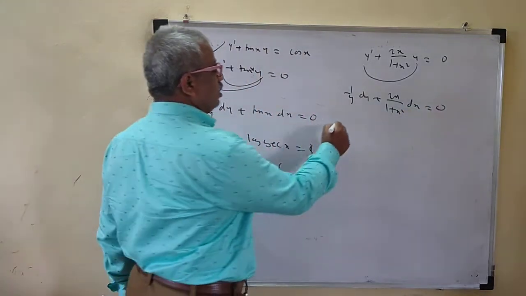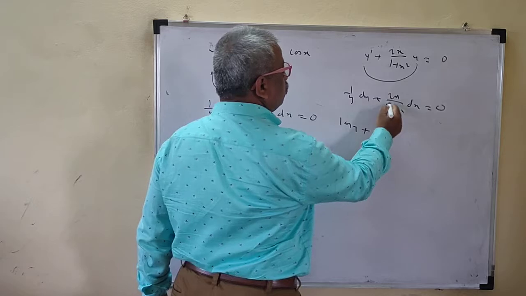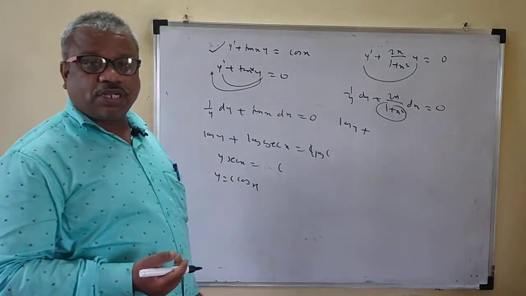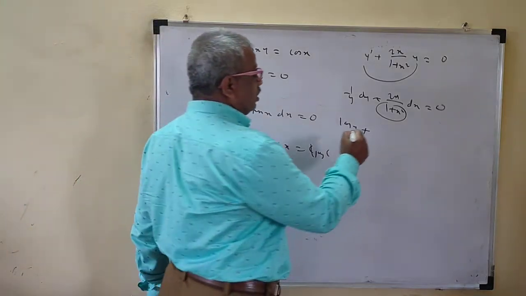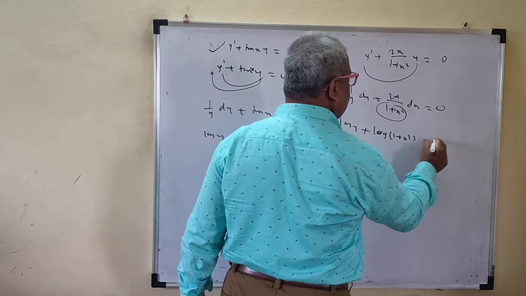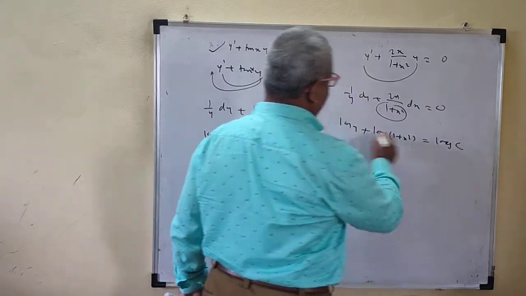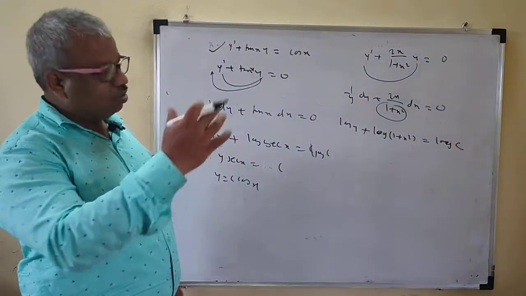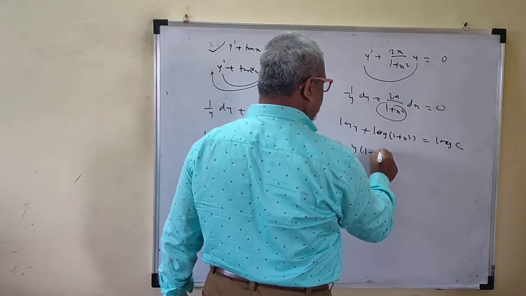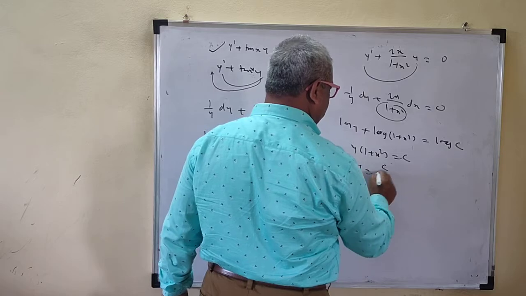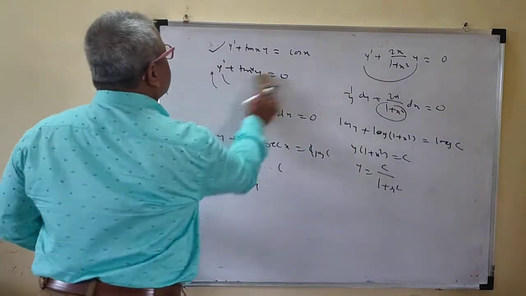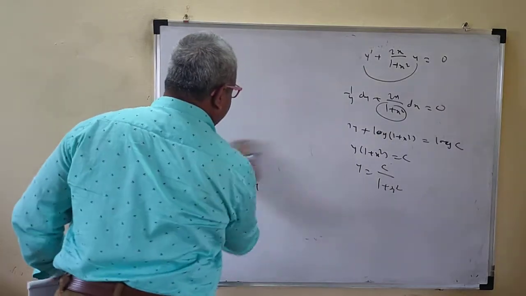And just integrate this. This is log y plus, what is the derivative of the denominator? The derivative of the denominator is the numerator, so the integration is log of the denominator. So log of 1 plus x square is equal to log c, because all are log, so I will take the constant as log c. Then this is the product: y into 1 plus x square is equal to c. So y is equal to c upon 1 plus x square. This will be your solution. Very simple problems will be there.